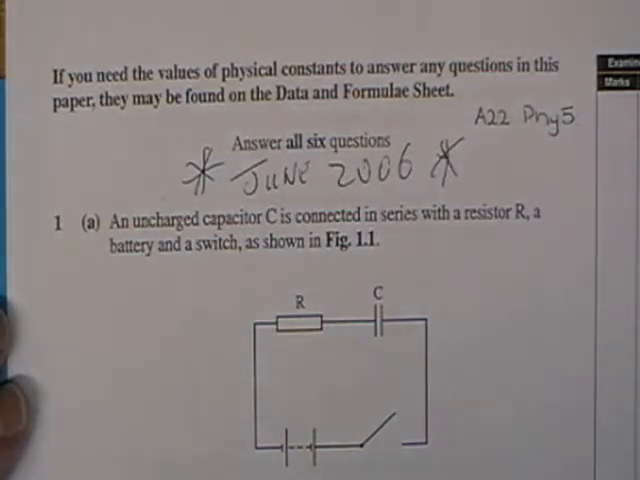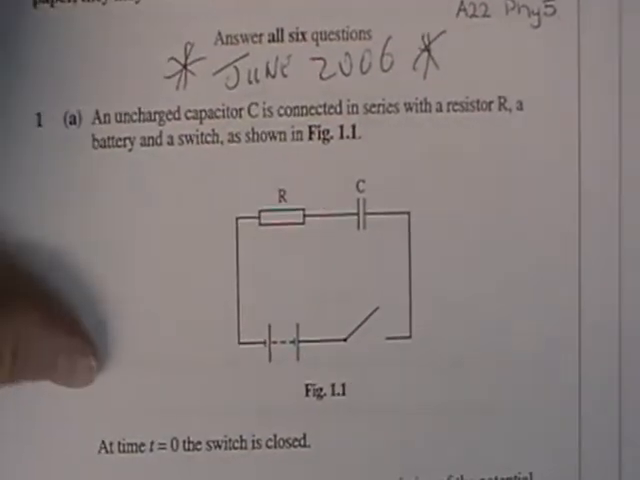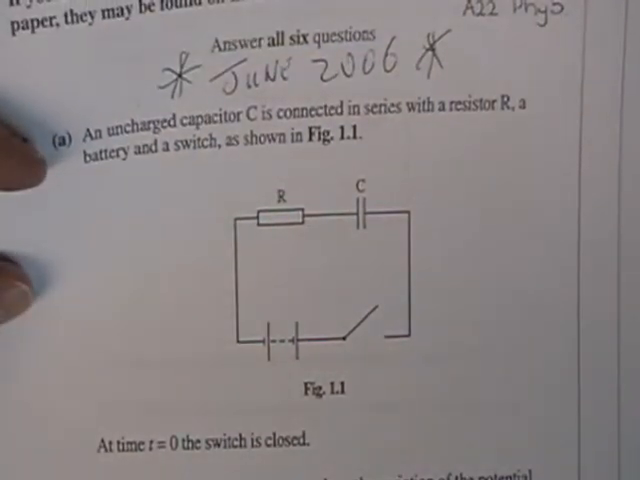This is A2 Physics 5 and this is a question about capacitors from June 2006. Number 1. An uncharged capacitor C is connected in series with a resistor R, a battery and a switch, as shown in figure 1.1, the figure down beneath. After a time t equals 0, the switch is closed.